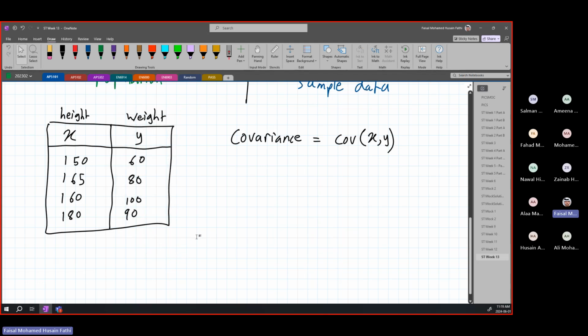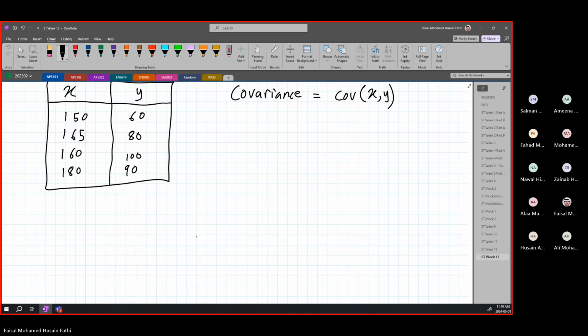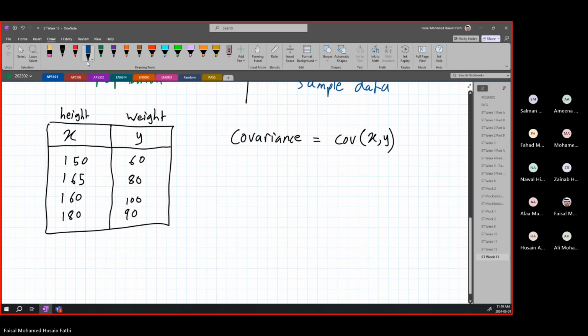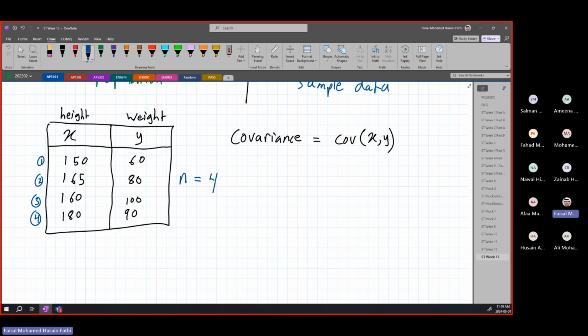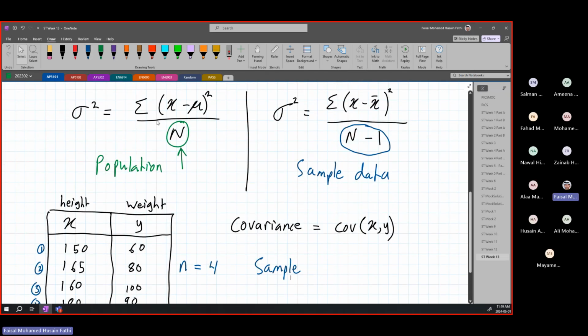The first thing you're going to do is find your n. What is your n equal to? We have 1, 2, 3, 4 data points, so our n is 4. Let's say I am trying to find the sample covariance. Remember, the only difference between sample and population, whichever equation you use, is that you put n for population and n minus 1 for sample.